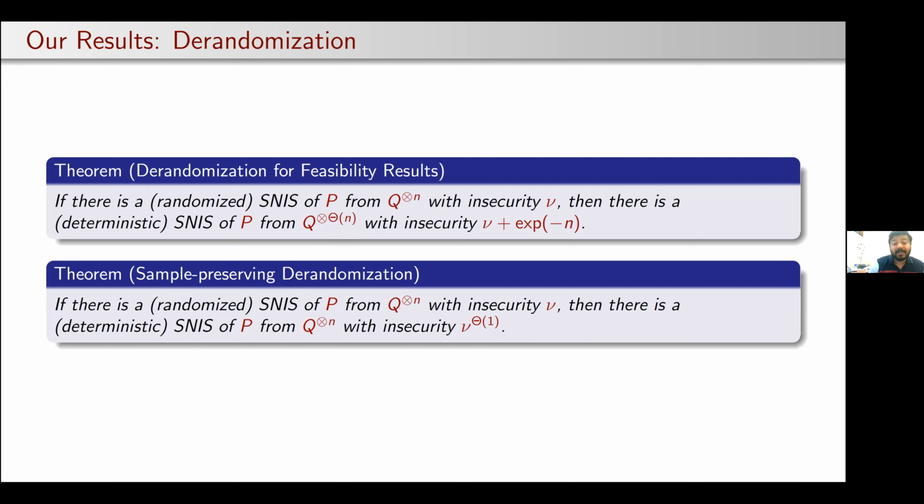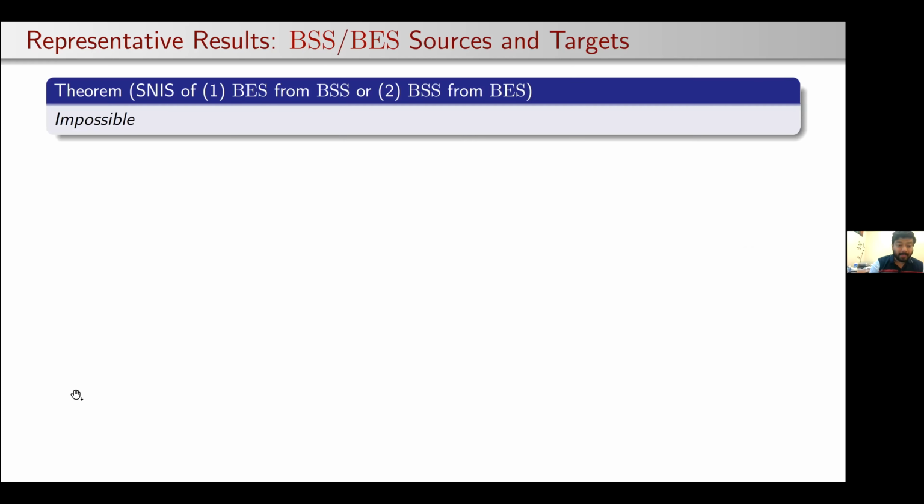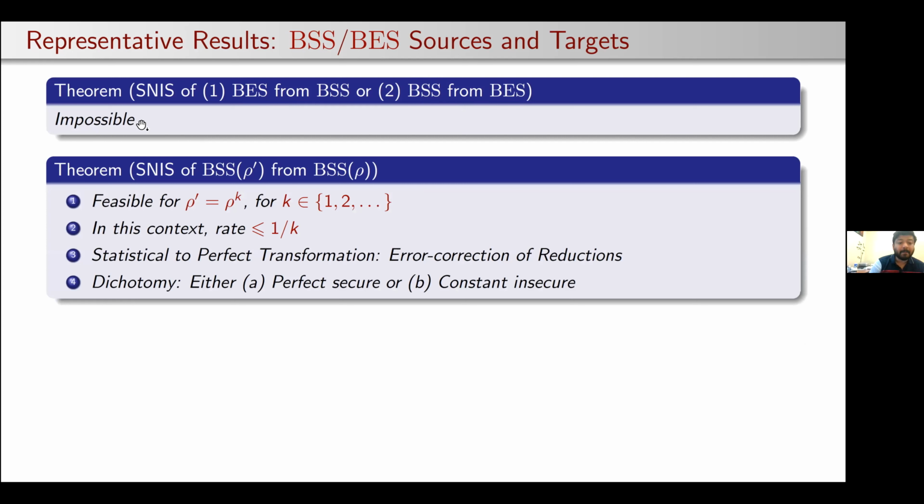So essentially, these two results say that access to local, private, independent randomness is useless for secure non-interactive simulation. Our Eurocrypt paper first proves that it is impossible to generate samples from an erasure channel starting from samples from a symmetric source. In fact, the other direction is also impossible.